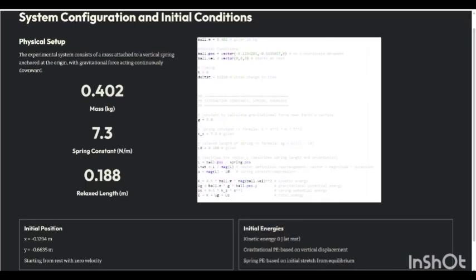For the initial conditions, the system consists of a mass attached to a spring fixed at the origin, with gravity acting as a constant external force. The system is the Earth.